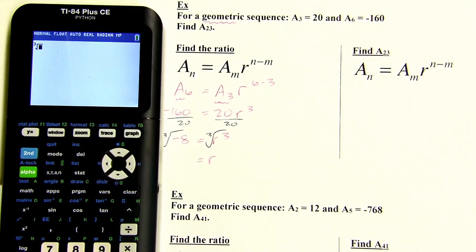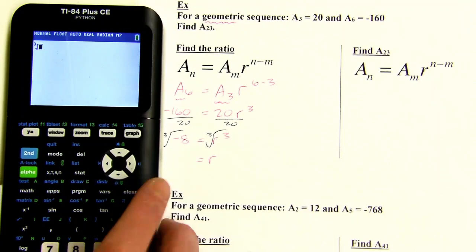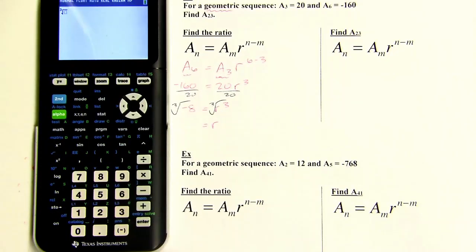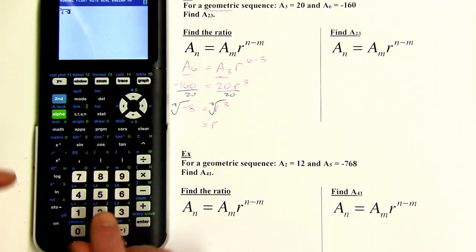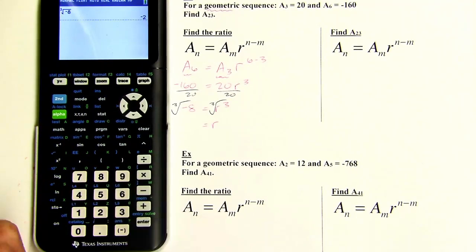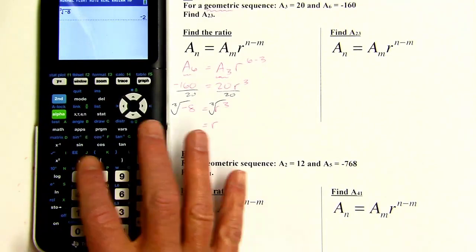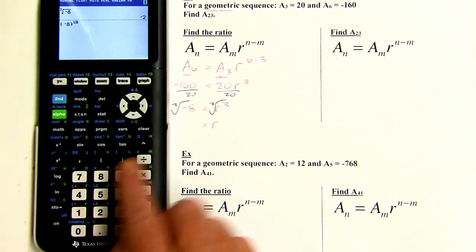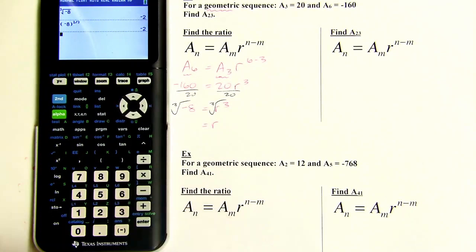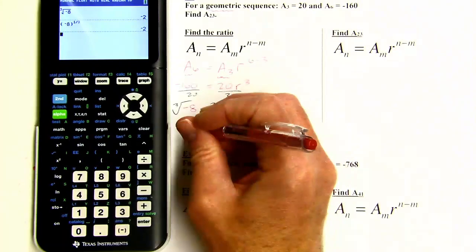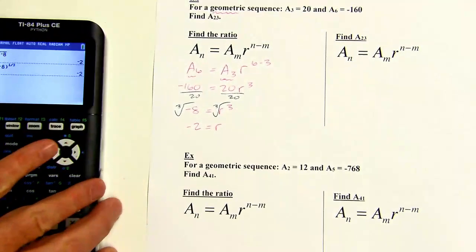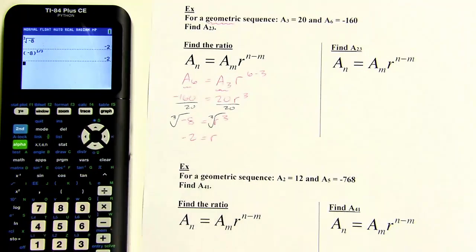So I'd do that, and then when I hit negative, don't hit this minus button here. You want to use the negative button that's right below the 3 here, and the one in parentheses, because we're not subtracting, we're just saying negative 8. Okay, and then it comes out to negative 2. You could also take negative 8 and raise it to the 1/3, like so, and that works as well. So anyways, our ratio is negative 2. Now that we got that, we can move on to the next part.